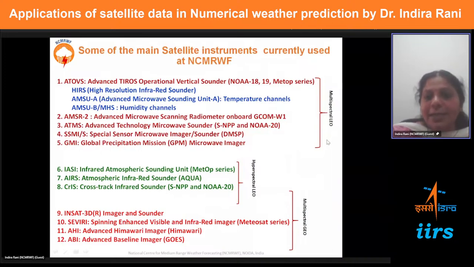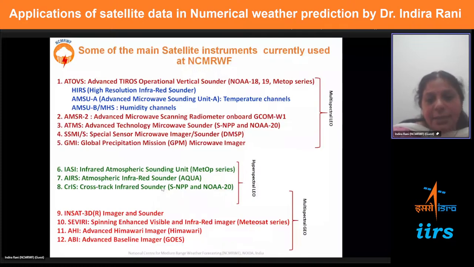So this is the multispectral LEO. When we come to the hyperspectral LEO, we have IASI. Hyperspectral means we have thousands of channels. IASI is the Infrared Atmospheric Sounding Interferometer, on board the METOP series of satellites. Currently we have METOP-B and METOP-C IASI.